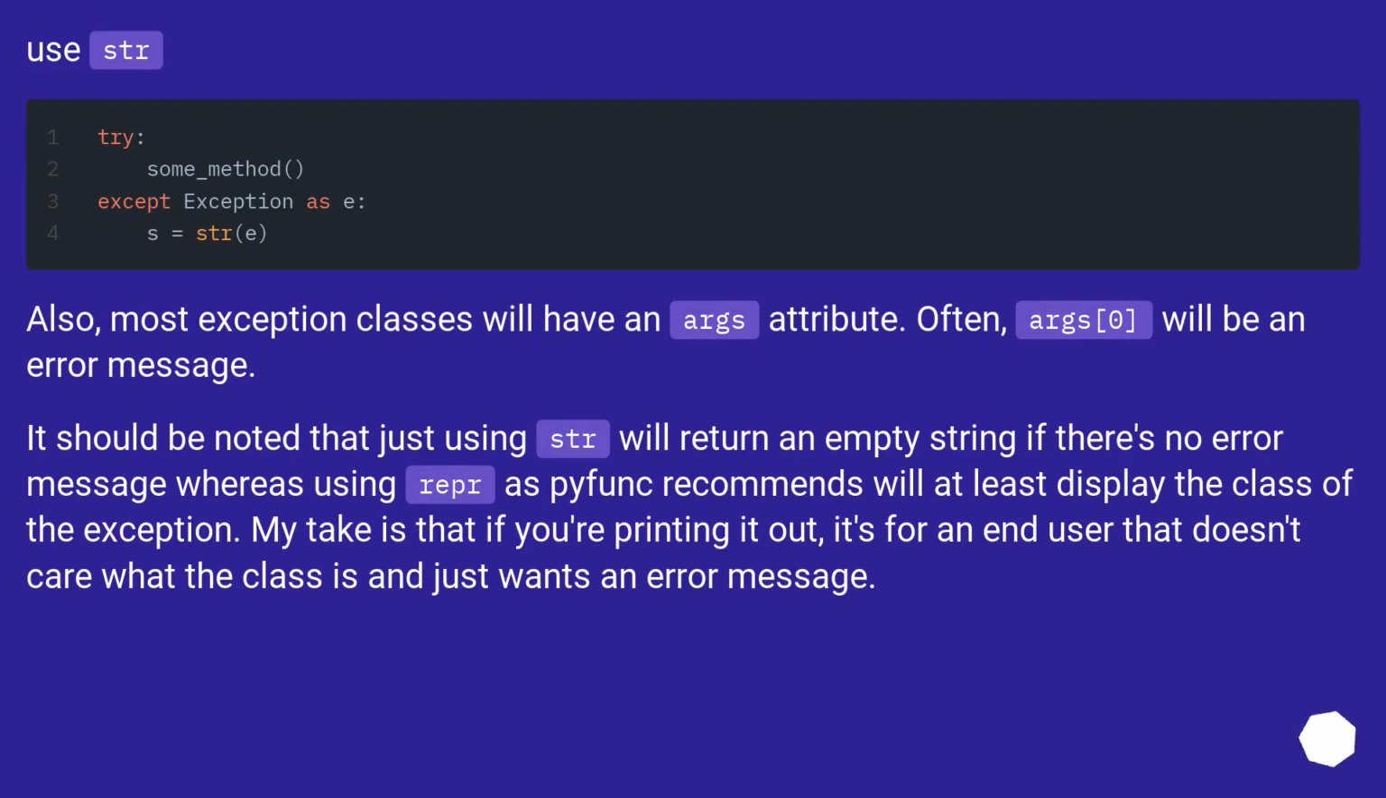Use str. Also, most exception classes will have an args attribute. Often, args[0] will be an error message. It should be noted that just using str will return an empty string if there's no error message, whereas using repr, as Python recommends, will at least display the class of the exception. My take is that if you're printing it out, it's for an end user that doesn't care what the class is and just wants an error message.